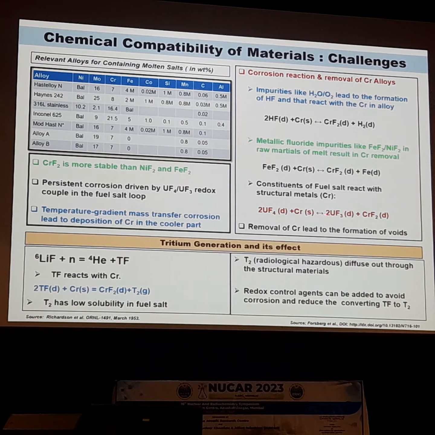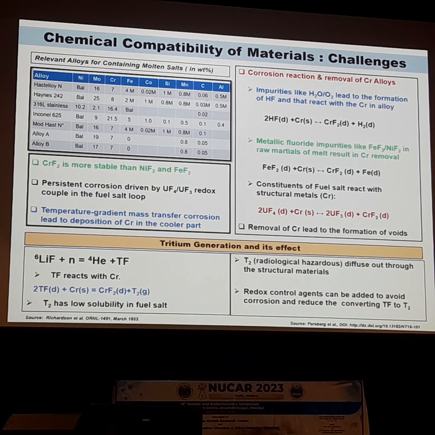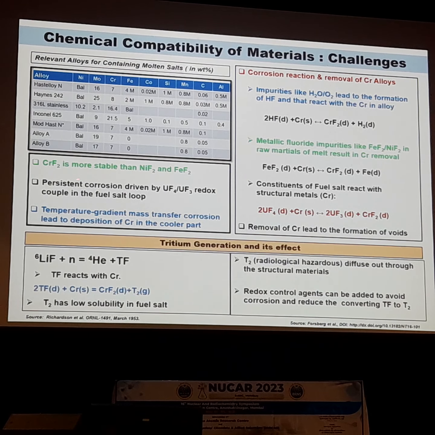So this reaction is always there. Without this reaction, uranium trifluoride, we cannot operate the reaction. So persistent corrosion is driven by this uranium trifluoride, uranium fluoride ratio. So we have to maintain the redox potential so that this reaction can be suppressed.